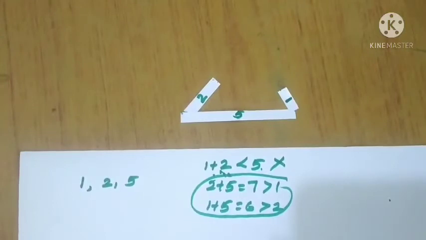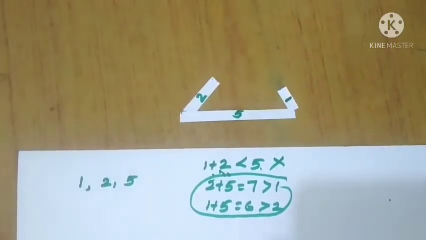Now you can try with the measurements 3, 4, 5, 6, 8, 10, like that, and you can see that in all the cases the sum of the lengths of two sides is greater than the third side.